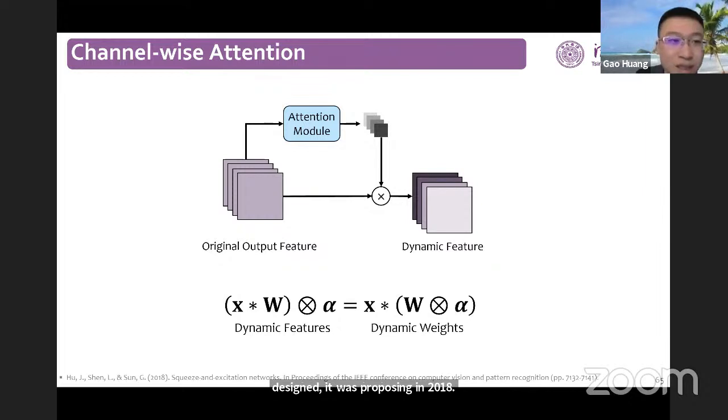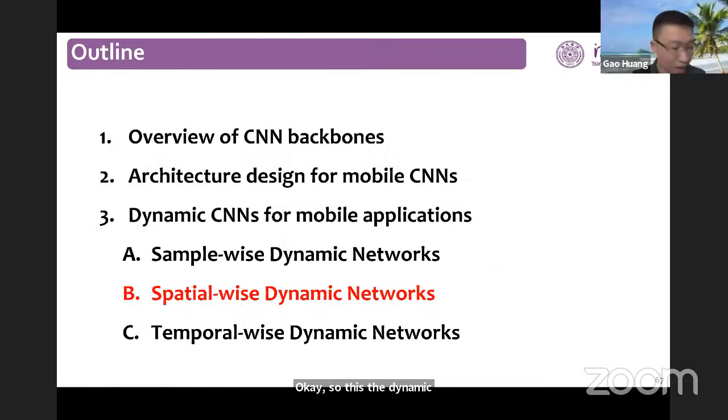So this is the dynamic parameter network. Finally, I will spend a little bit of time on the spatial-wise dynamic network and the temporal-wise dynamic network.